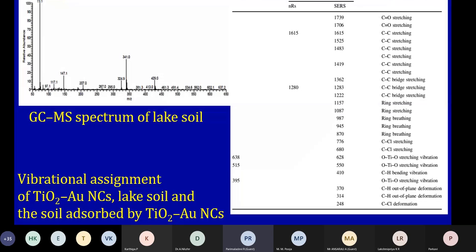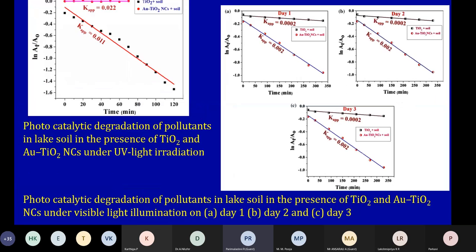So now we want to degrade that pollutant. For that we use the same TiO2. As usual we take a UV spectrum, and from that UV spectrum we plot a graph. From that we can find the rate of decomposition. So this is for Au-TiO2 and this is for TiO2 with the soil. This Au-TiO2 shows a higher rate of decomposition, so it can easily decompose that organic pollutant. So this Au-TiO2, as a nano catalyst, can easily degrade that pollutant.